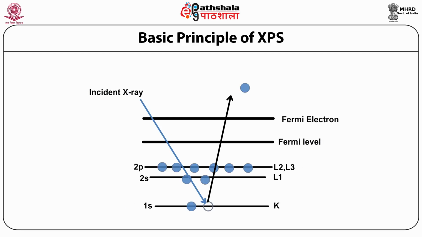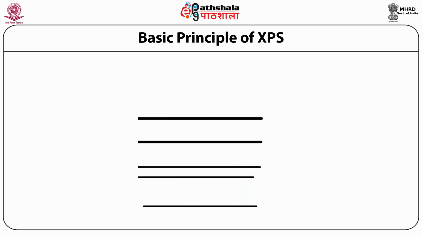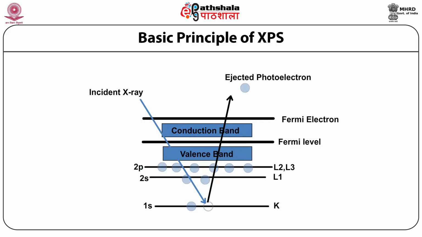Now, let us study the working principle of the photoelectric effect. The photoelectric effect states that electrons can be knocked off the surface of a solid by electromagnetic radiation. The ejected electrons are called photoelectrons.